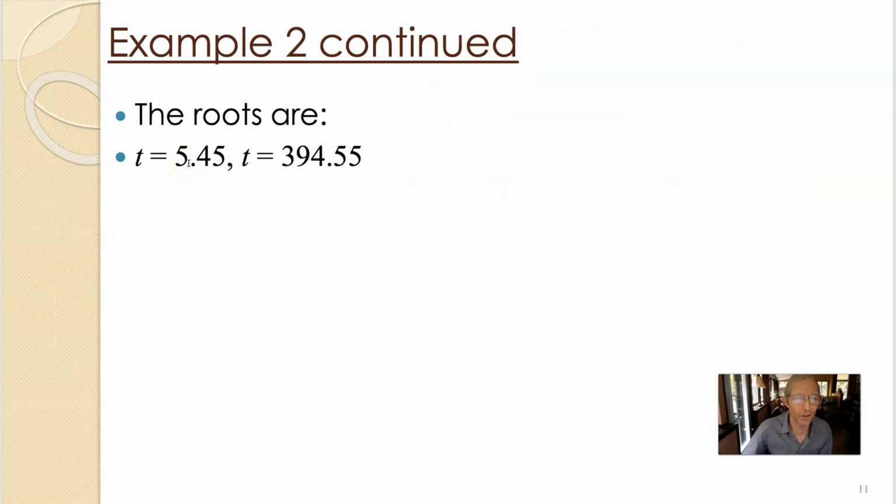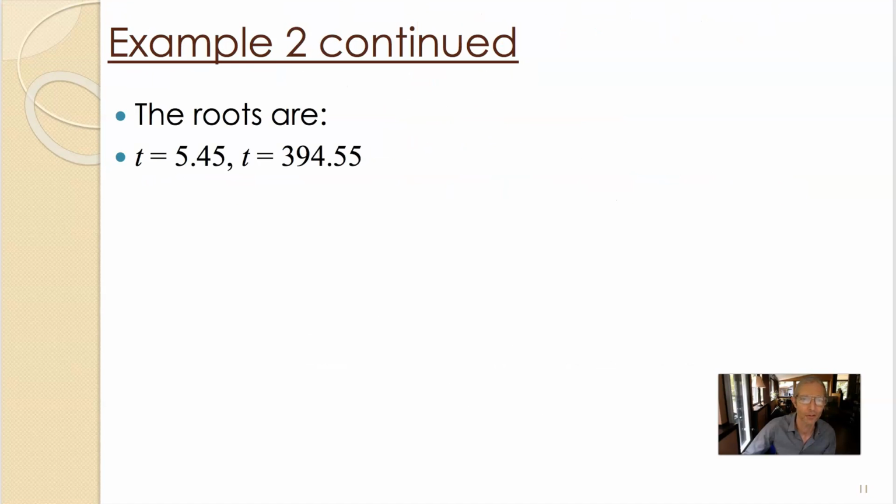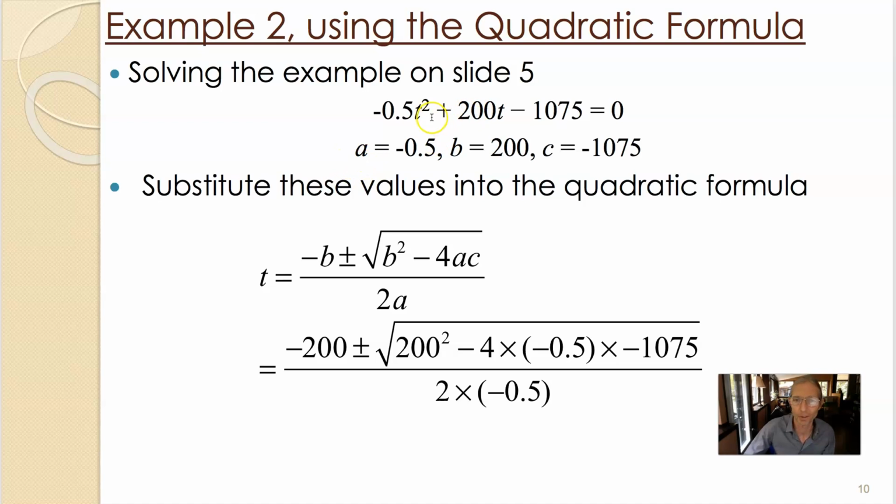And when you work that out, our two values for t are 5.45 rounded and 394.55 rounded. So once again, to check that, you would put your 5.45 in here and check that. And then our second solution, which would be 394.55, you would put that in both spots and check it. Now, because they're rounded, you won't get exactly 0, but you would get very, very close.